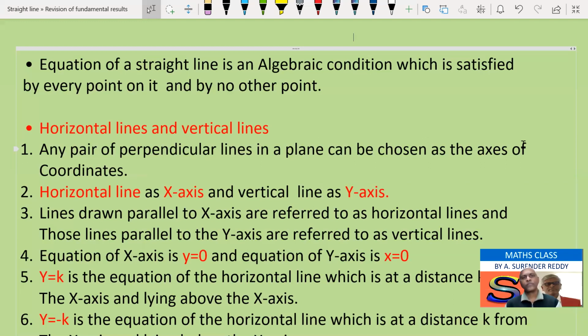So in locus, we have discussed what is locus. So a straight line also is the locus of points which satisfies this algebraic condition. So that is the straight line.